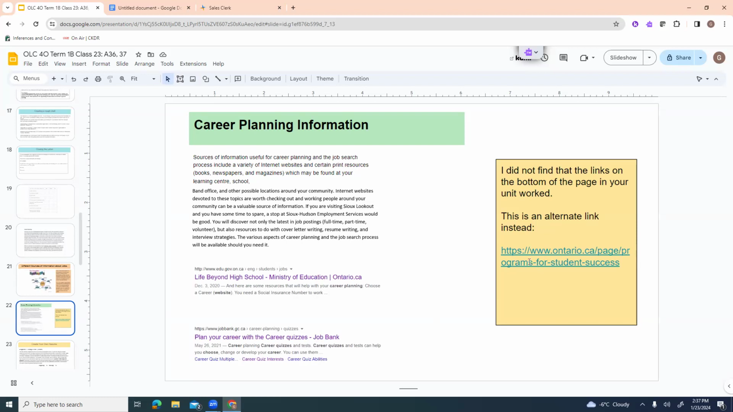and changed it. So if anyone's on radio, it's https colon backslash backslash www.ontario.ca backslash page backslash programs dash for dash student dash success. If you put the words Ontario Job Bank, you're probably going to find something. This Life Beyond High School, you can see it's a 20-year-old site. I tried to find something similar that might be replacing it, but I could not find anything that related.